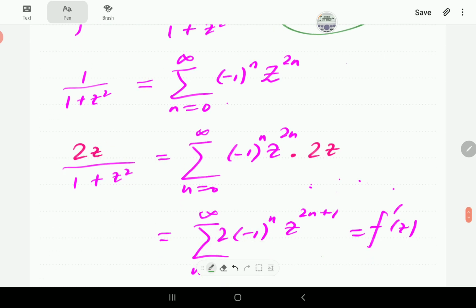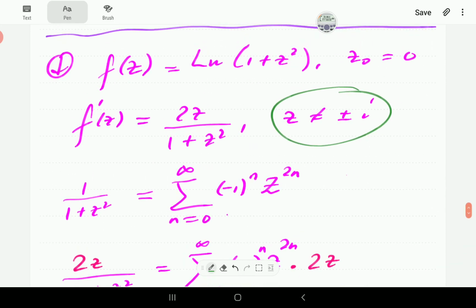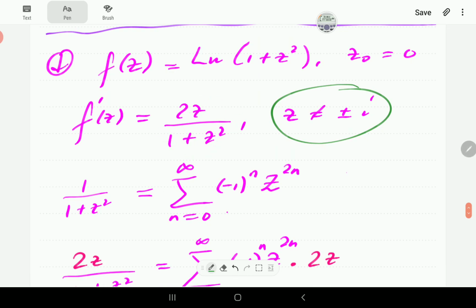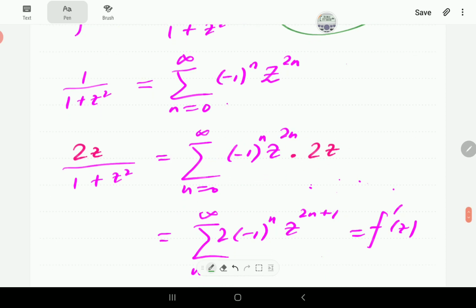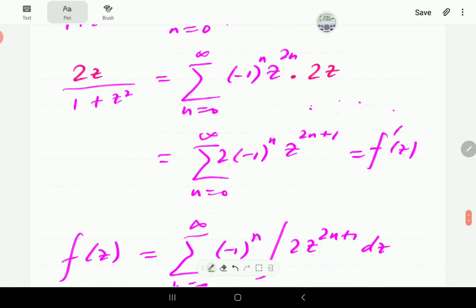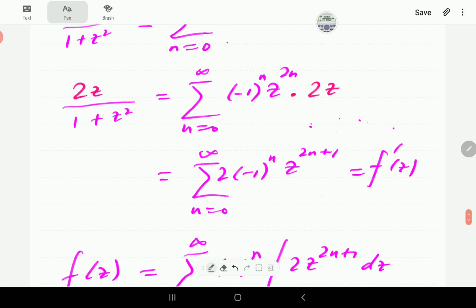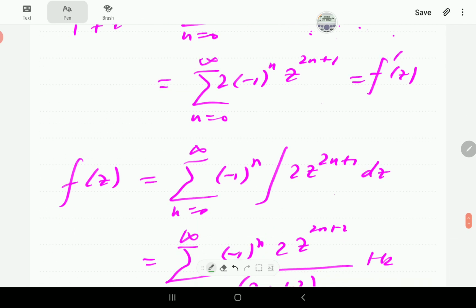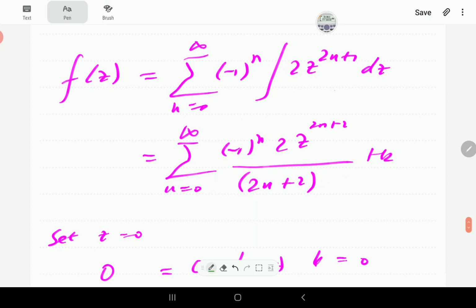Then if we multiply through by 2z to get this, then this is what we are going to get. But this is f prime. We need f, so again we integrate. You're going to notice that if you integrate this, you get ln of 1 plus z squared, which is our function. If we integrate, we end up with this.